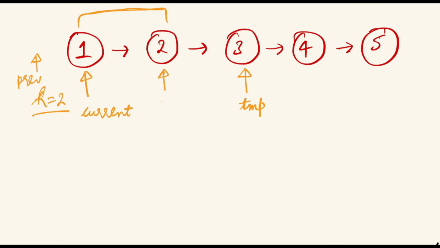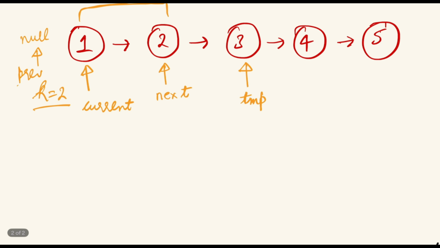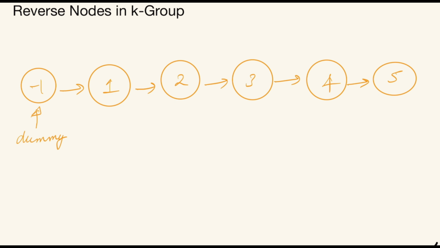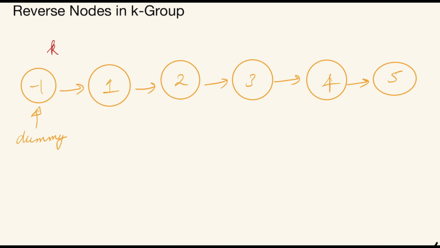So it's up to you how you name the variables. We call it next. So here, as you can see, the previous pointer is null as there is no node before the node 1. As you know, to avoid null pointer exceptions on the previous pointer, we can make use of a dummy node. So we have our dummy node here that we created, and we have k is equal to 2. Let me write that k is equal to 2.